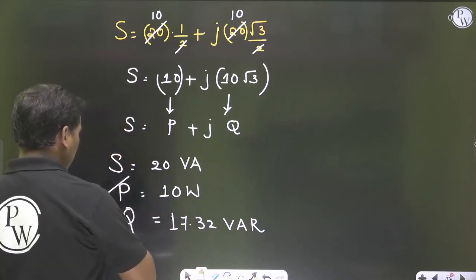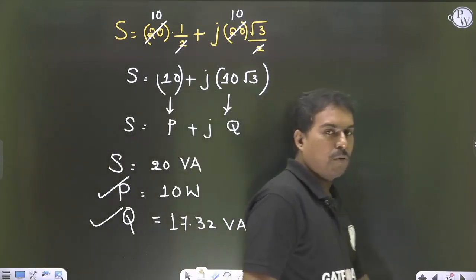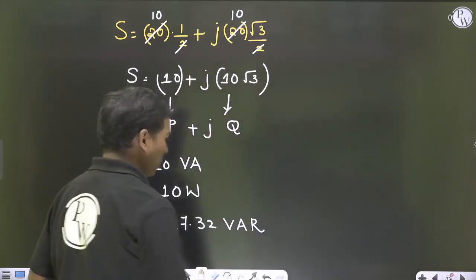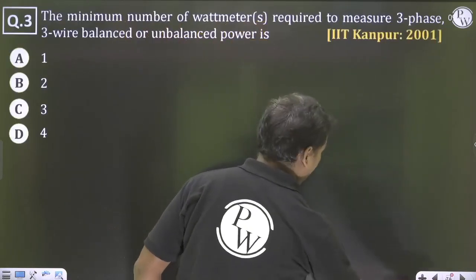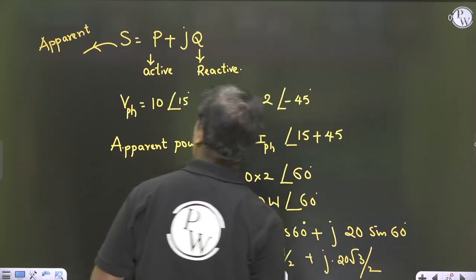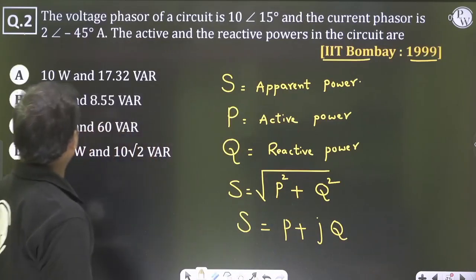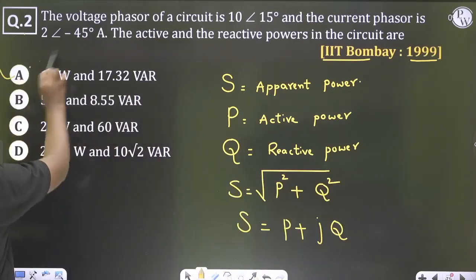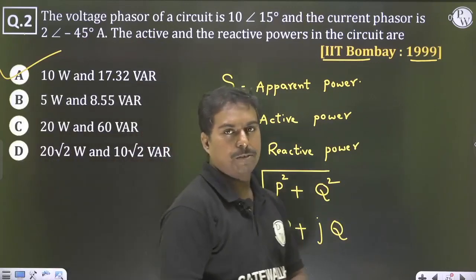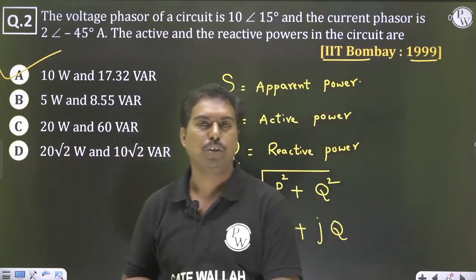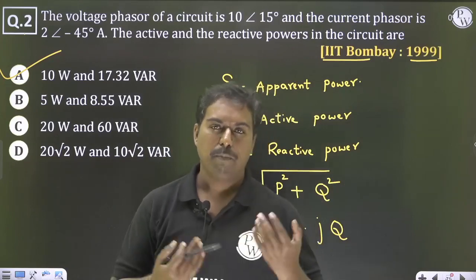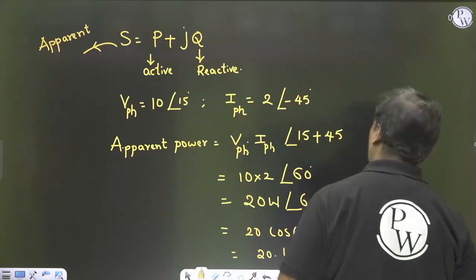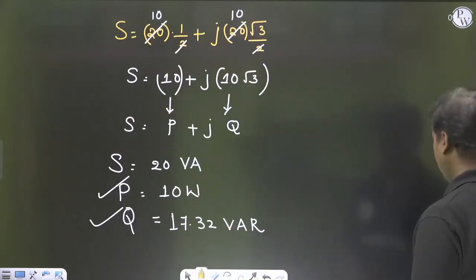So the question asked is P and Q, and 10 watts and 17.32 VAR is the right answer, volt ampere reactive. So that is the first question, option A. Very good question, very fundamental. Those who are electrical students know very well about apparent power, active power, power factor, real power and reactive power. Now let us see the next question.